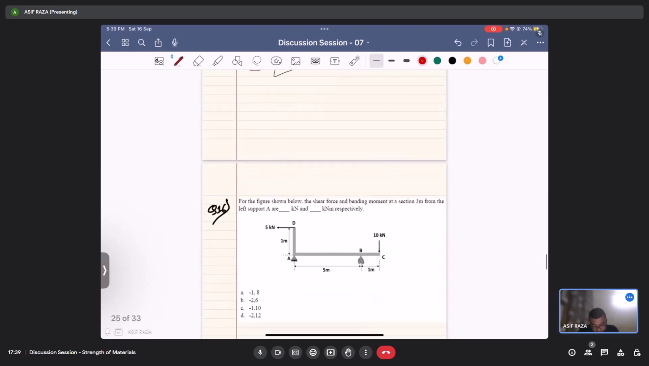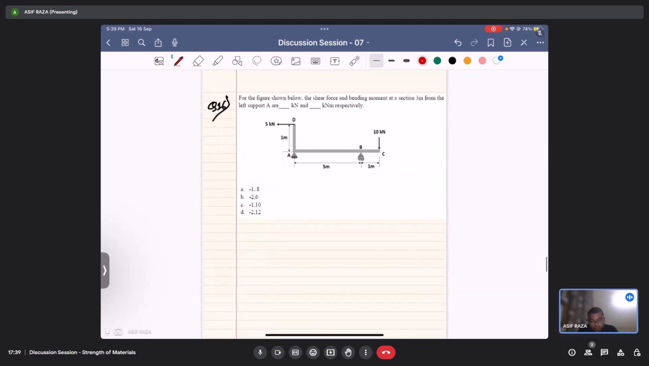Okay. Question number 16. For the figure shown below, the shear force and bending moment at a section 3 meters from the left support A are. So it's quite similar to what we discussed earlier. Just the values are different. Here the first value given is 5 kilonewton, and here the transverse load is acting as 10 kilonewton. So if you remember, we just found this reaction RB and tried to compute the reaction 3 meters from here.